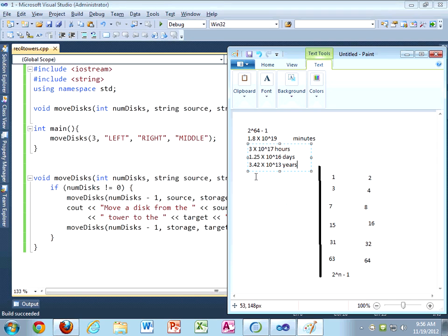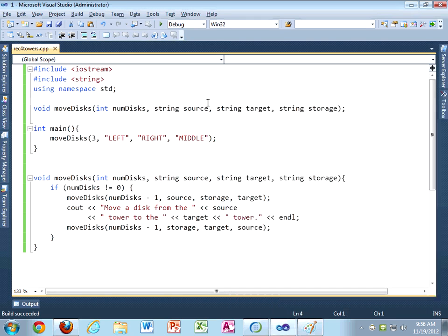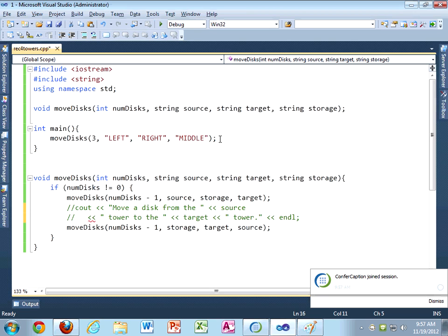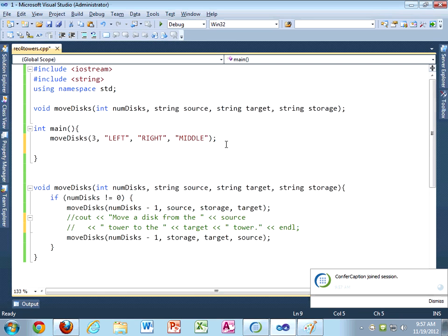So just for kicks, let's talk about how long it would take a computer to move the disks. Sorry, I know that I said I was going to go over the test, but we're on a roll, so let's just keep going. To give the computer a little advantage, let's take out the cout statement, because the output statement is like 99.99% of what's taking the time here. So let's take that out, and we'll just say cout done.